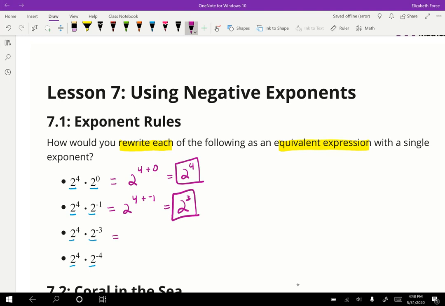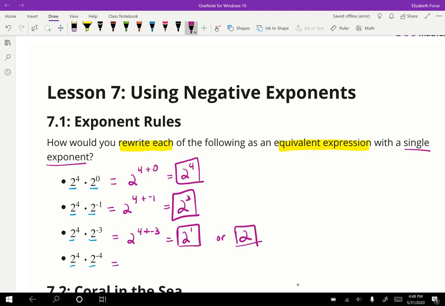And then on this one, we're going to do 2 to the 4 plus negative 3, really a subtraction problem. And that's going to give me 2 to the 1st. Or if you wanted to, I guess you could just write it like that, but they do want you to write it with a single exponent. So they still really wanted to keep the exponent in the answer.